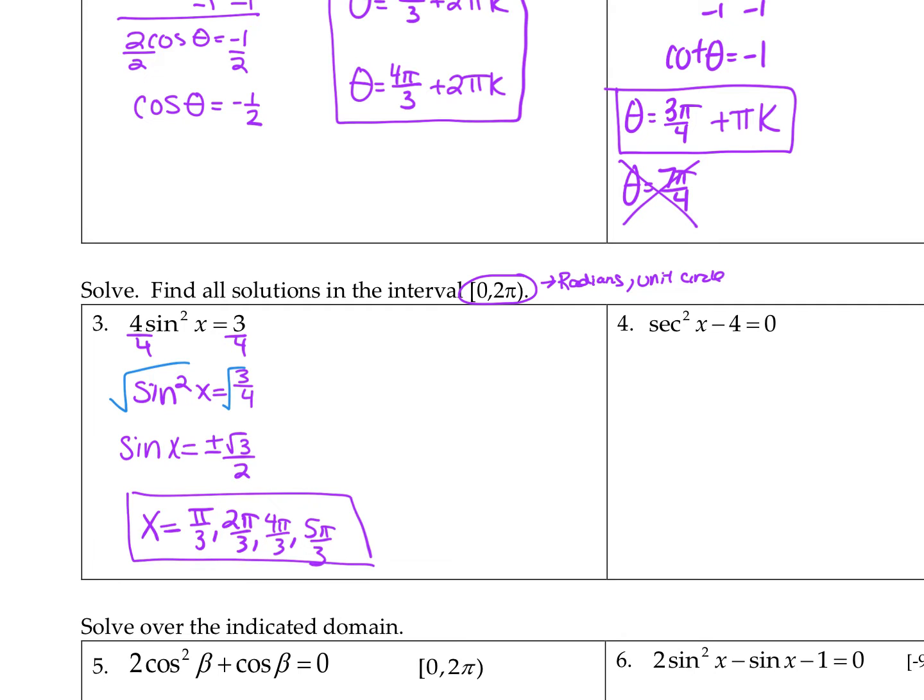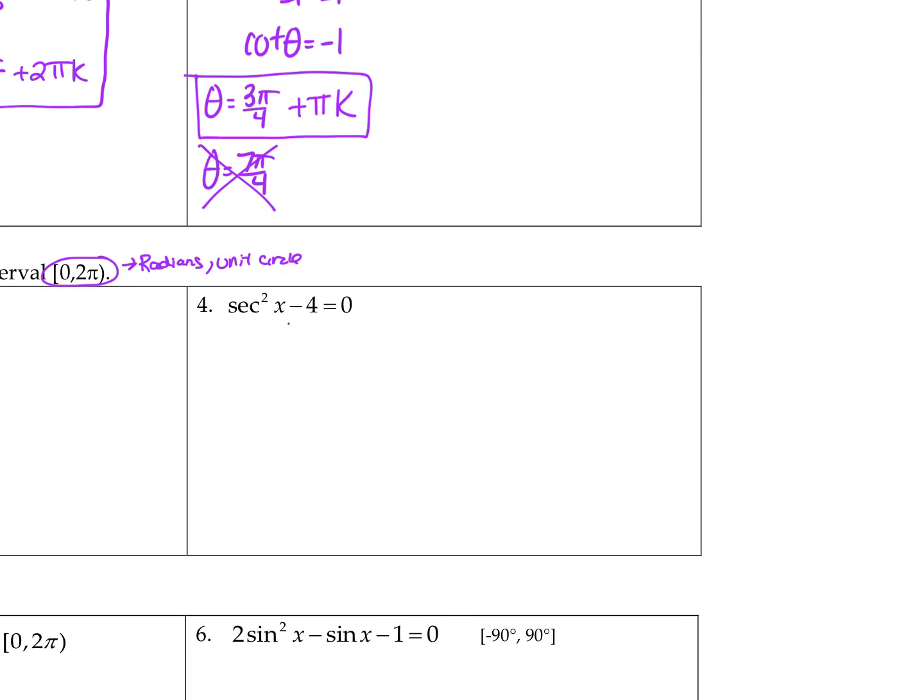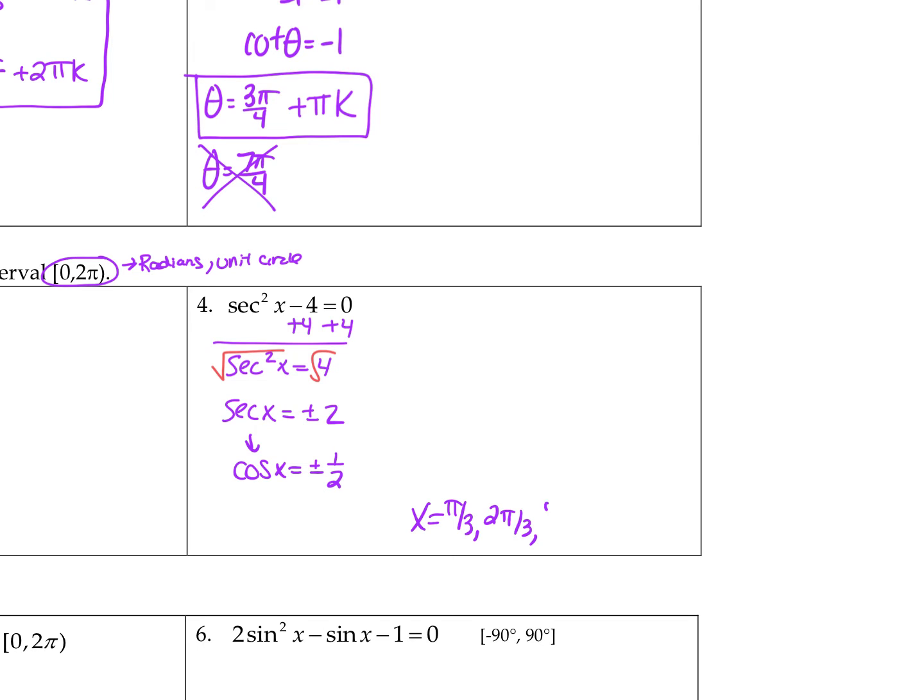In number 4, again, I want to solve for the secant, so I'm going to add 4. Take the square root of both sides, and I'm going to have the secant equals plus or minus 2. So again, secant is the reciprocal of cosine, so it's really when cosine equals positive or negative 1/2. So on the unit circle, that's going to be at pi over 3, 2 pi over 3, 4 pi over 3, and 5 pi over 3.